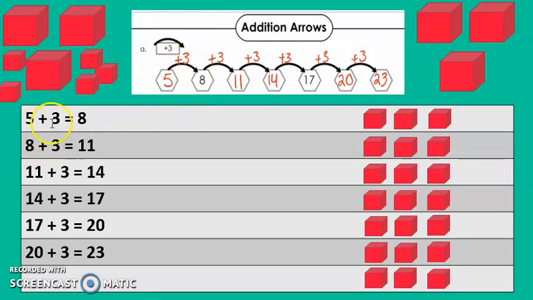Now, since the answer here is 5, I put 5 right here. Now look at these cubes. How many cubes are there? Let's count. 1, 2, 3. Let's count again. 1, 2, 3. And you see, that is correct because right here says 3. You see that number 3?